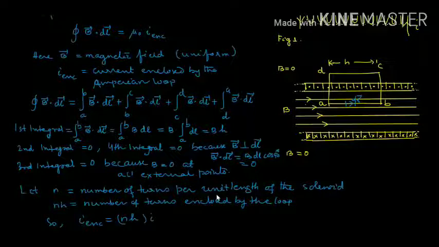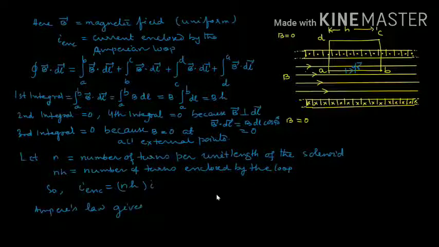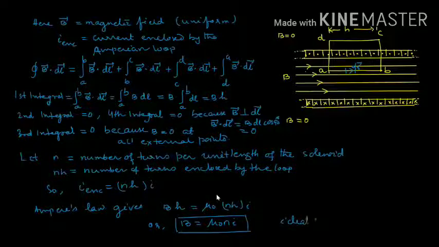So Ampere's law gives Bh is equal to mu0 nh into I, or B is equal to mu0 nI. So this is the expression for the magnetic field inside an ideal solenoid. This is the formula for an ideal solenoid.